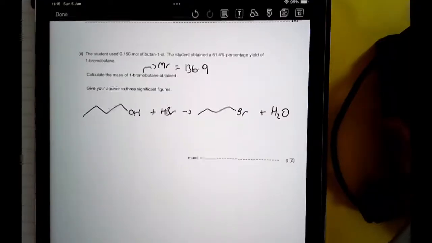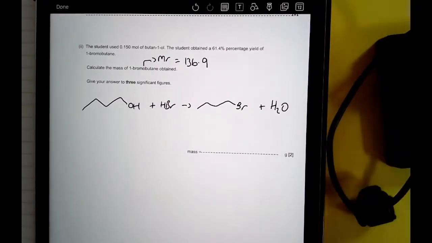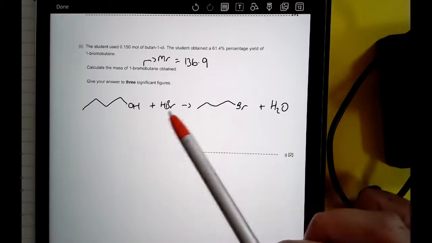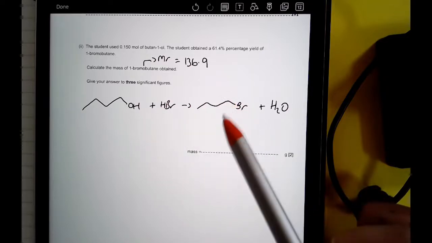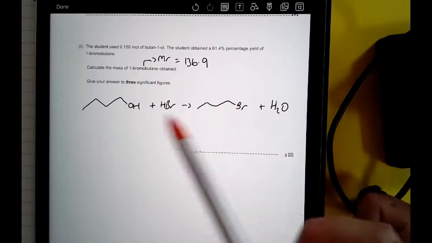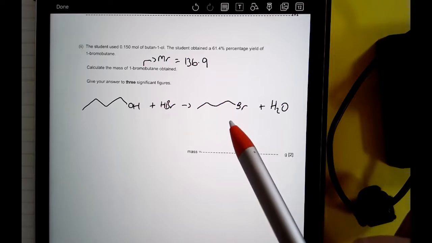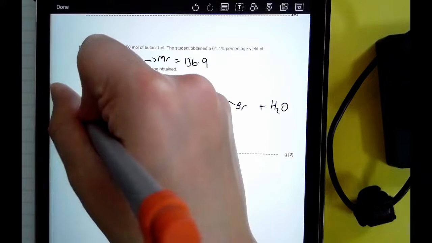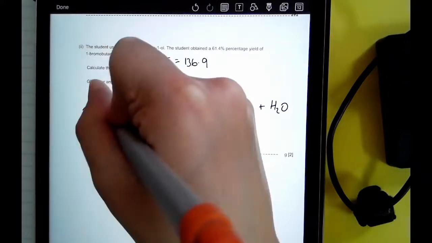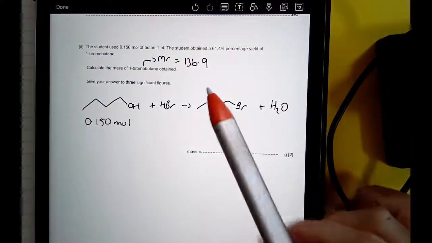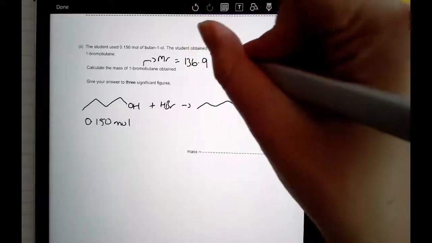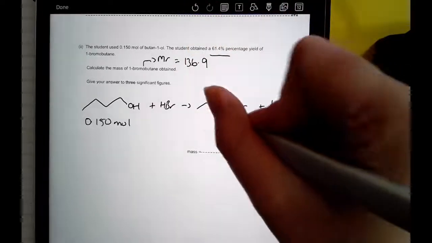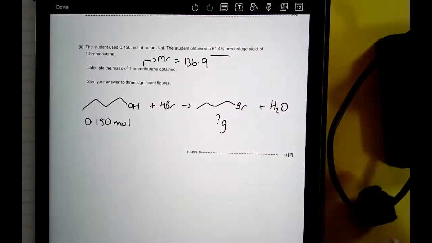Okay, so here's an example from the exam questions. It's about an organic reaction between butanol and hydrogen bromide to give me 1-bromobutane and water. And this reaction was given to you in an earlier part of the question, and they're telling you that the student is starting off with 0.150 moles of the alcohol, and they tell you what the percentage yield is, and they want to know what the mass of 1-bromobutane is.